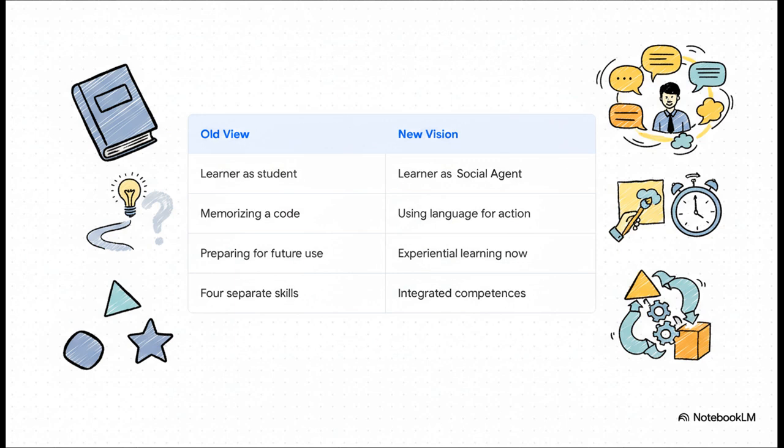The old view, it's kind of passive. You're a student, just memorizing rules for some far-off day when you might need them. But this new vision, it's all about action. You are a social agent. You're not just learning a code, you are using language to do stuff in the real world right now, pulling all your skills together to make things happen.